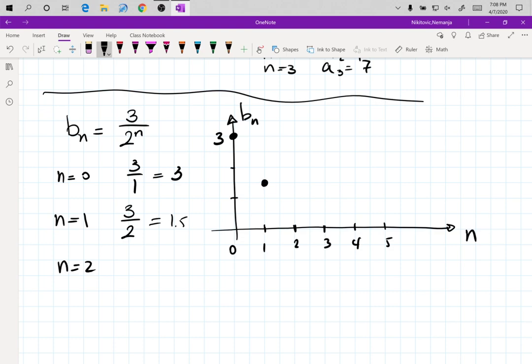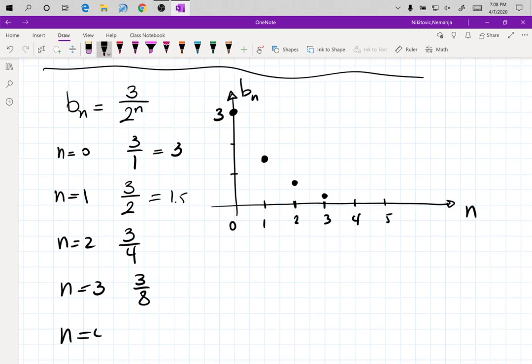Now, when n is equal to 2, we're going to get 3/4. 3/4 is right here. n equals 3, that's 3 over 8, so that's going to be somewhere over here. And finally, n equals 4 is going to give us 3 over 16. Now we're getting really close to the axis.